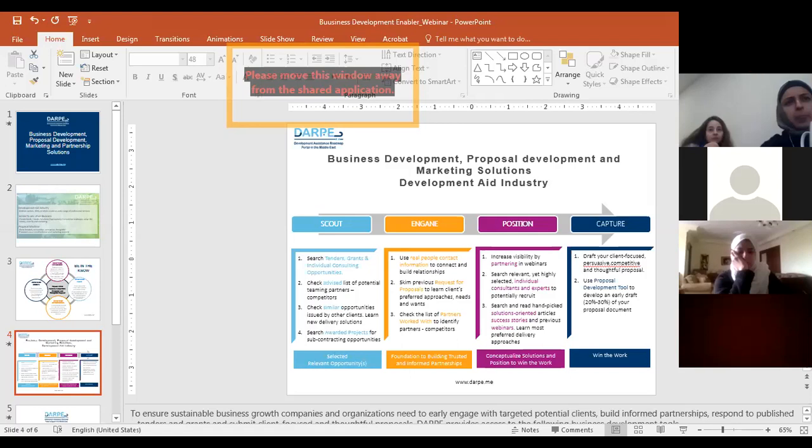The DARPE website has been built exactly on this methodology: scout, engage, position, and capture, to increase profitability and winning rate, because you will be able to produce value-driven, value creation, thoughtful proposals that the client, the donor, multilateral, bilateral, Arab organizations, international organizations, and corporate social responsibility will value and pay for.